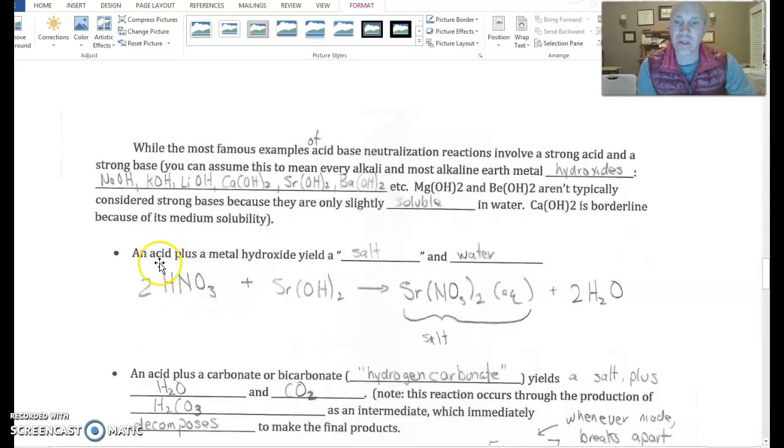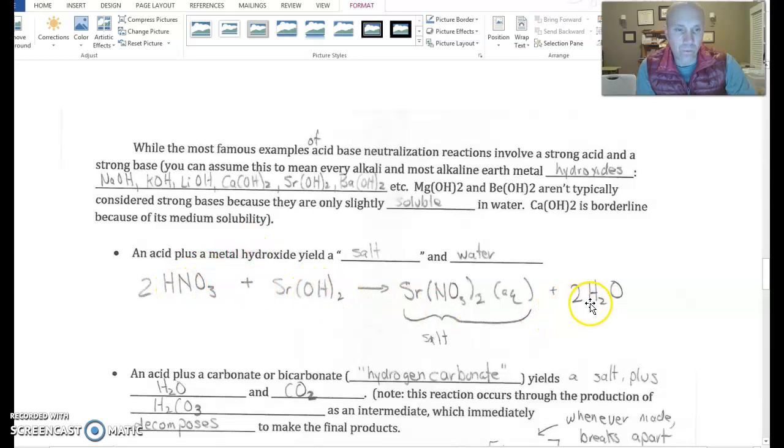All right, so let's look at that first case of an acid plus a metal hydroxide. Another example of a strong acid would be something like nitric acid, here's its formula, and strontium hydroxide is an example of a strong base. One way to get the neutralization ratios correct is just to remember that you're always going to be making water. So let's pretend that this 2 right here wasn't there. Let's try to figure this out.